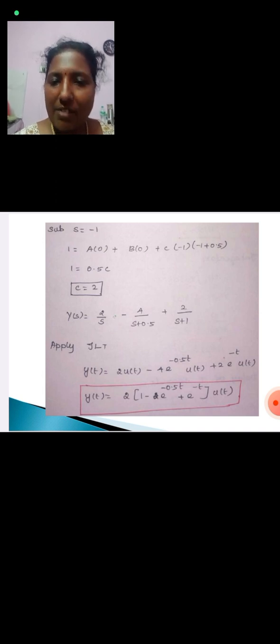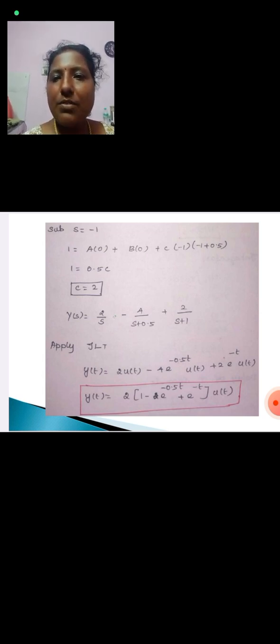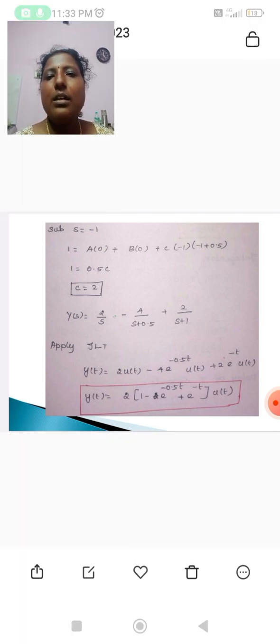So once again revising, to solve a differential equation, we have to apply the Laplace transform, then we have to apply the partial fractions, then we have to apply the inverse Laplace transform, and we will get the output response or step response of a system. I think you have understood this problem and the topic with this example. Thank you.